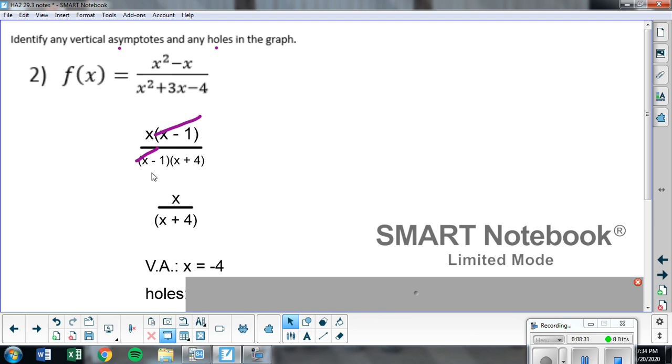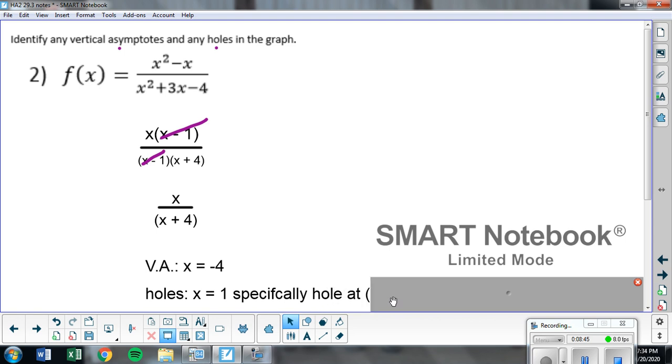So if you look, your x value would be 1, because 1 minus 1 is 0. Just like down here, -4 plus 4 is 0. So x equals 1 is where it's going to be, but specifically the hole is at a point. So please, in your answer, don't leave this. That's just kind of to help you figure out the first part.